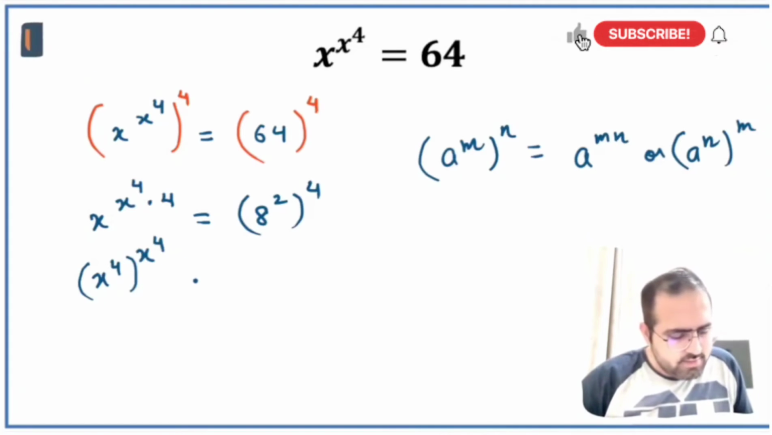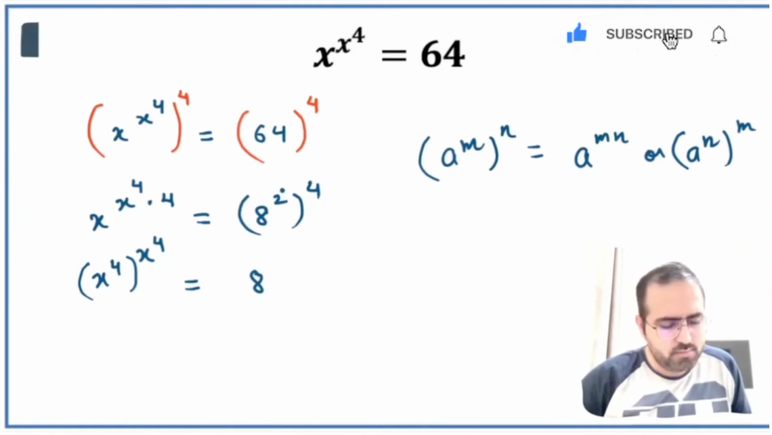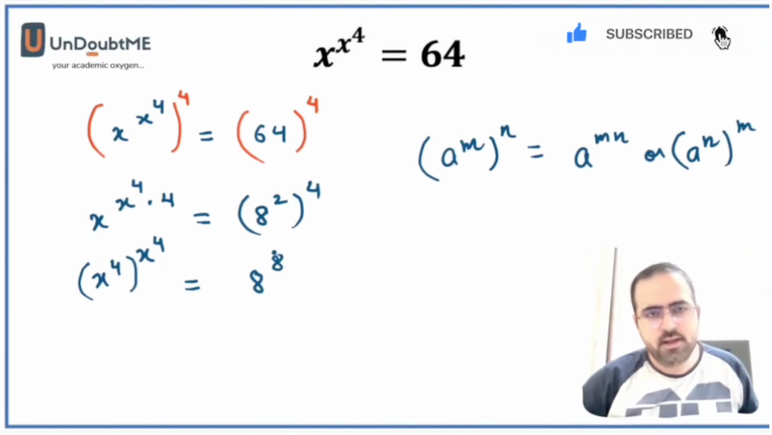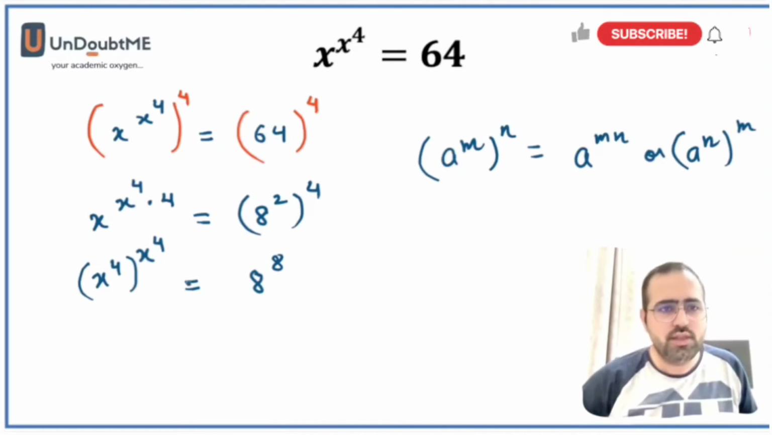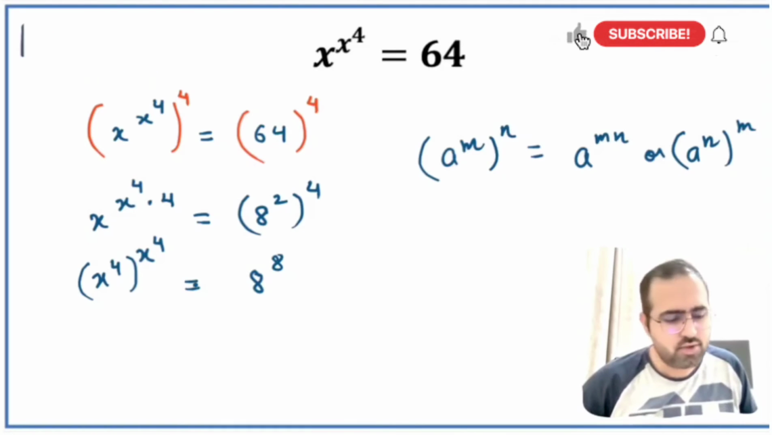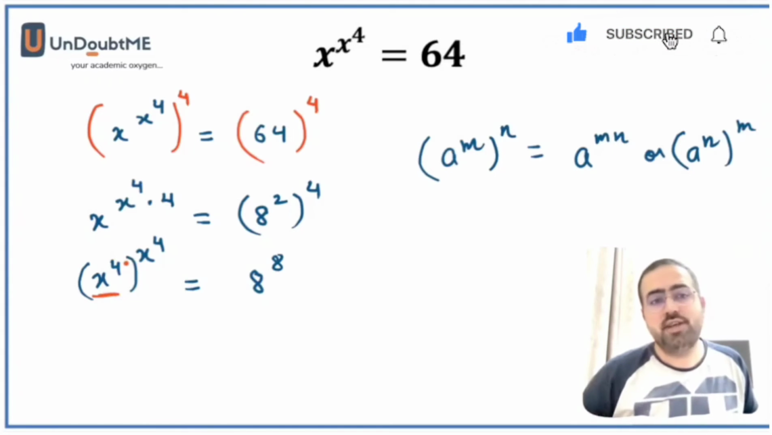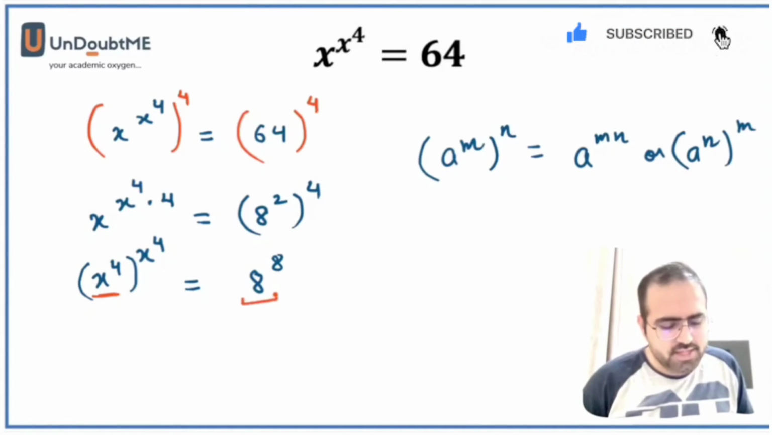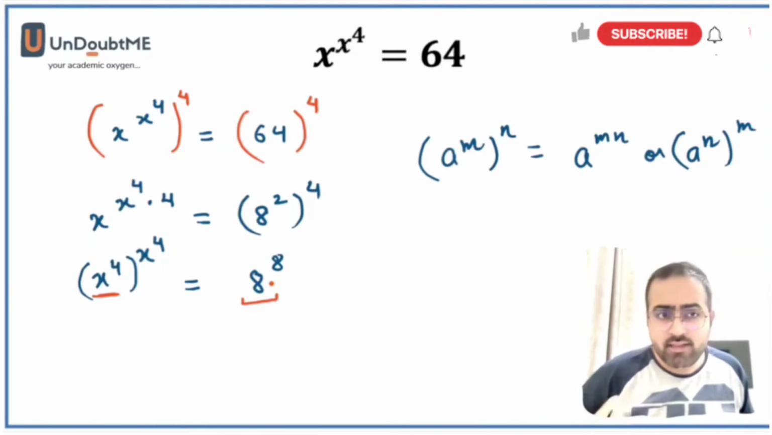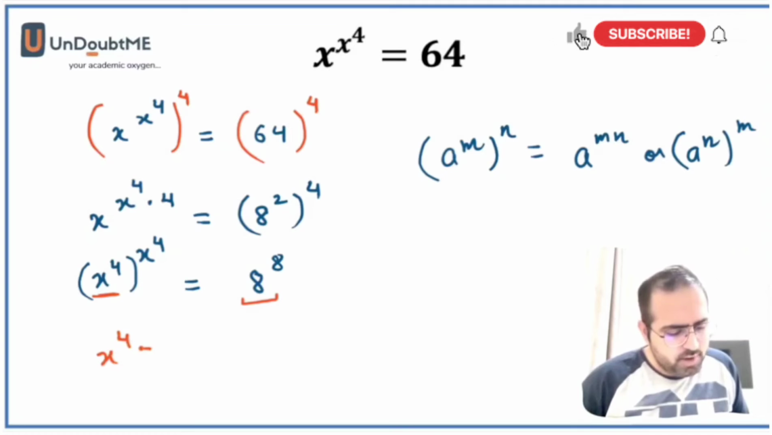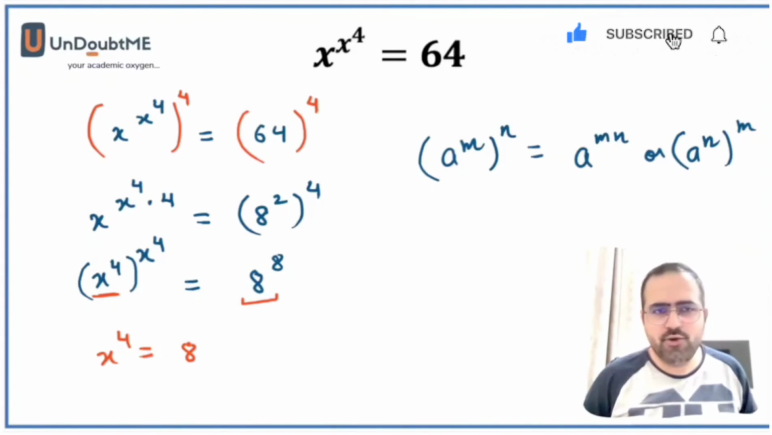The same thing I will do on the right hand side, and it will become 8 to the power 2 times 4, that is 8 to the power 8. Isn't it very interesting to observe that on both sides we are getting the same expression, so that we can compare. x to the power 4 raised to the power of x to the power 4 on one side, and on the other side 8 raised to the power of 8. By just comparing, I can see that the value of x to the power 4 will be equal to 8. Quite easy. Now we need to get the value of x from here.